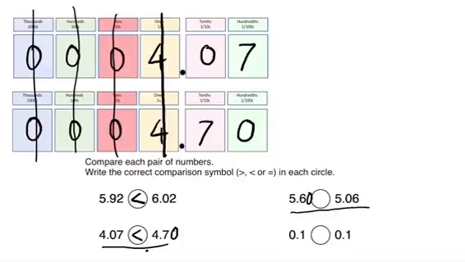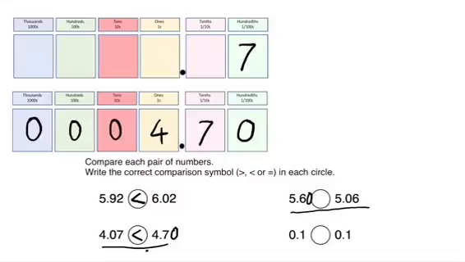So the hungry mouth points towards the bigger number. It gets the more chocolate brownies. Okay.